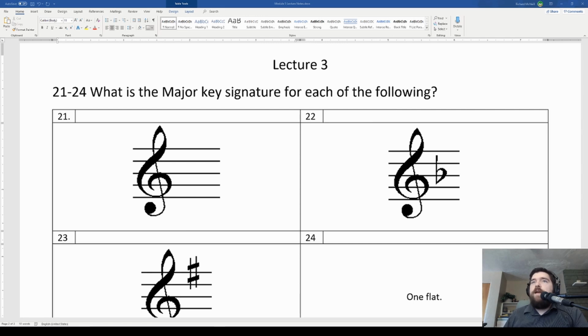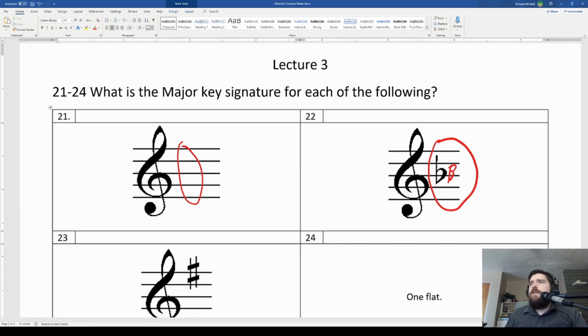So let's take a look at this one right here. This one, we have no sharps or flats, so no matter where we are at, there is no sharp or flat from our key signature. This one, we have one flat right there. That flat is on the third line. The third line is a B. Okay, so any B, no matter where it is at, is also a B flat.